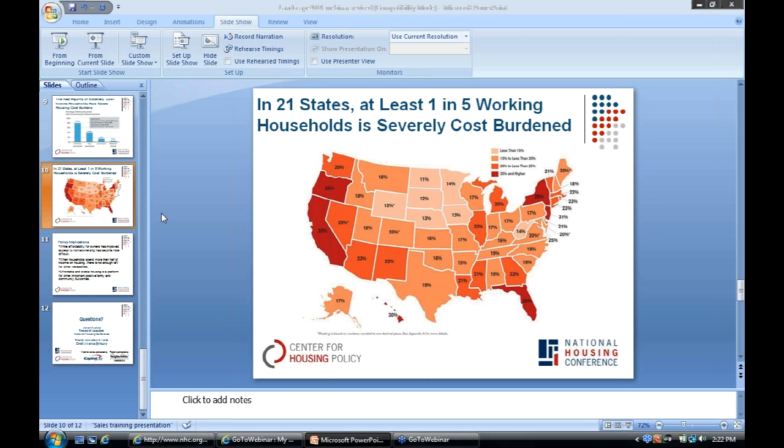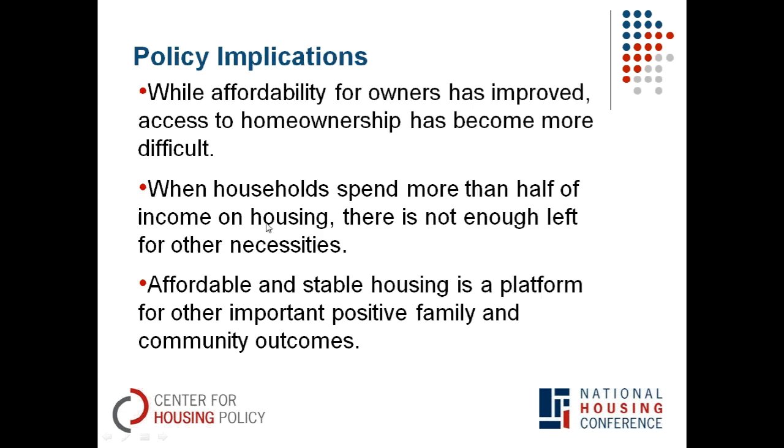So let's go back to the webinar, and let's talk about what this all means. As we've talked about, even though Housing Landscape 2014 shows some slight improvements in housing affordability nationwide and for renters and owners separately, even though we've seen improvements in a handful of states and metro areas, there are still many low and moderate income working households who face severe housing cost burdens.